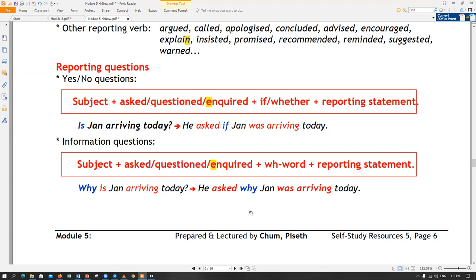Why is Jane arriving today? How did Jane come today? The first reporting question is: he asked why Jane was arriving today. The WH word stays. How did Jane come today? What did Jane come today? Jane had a way.